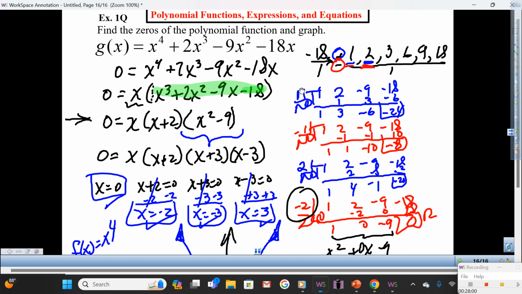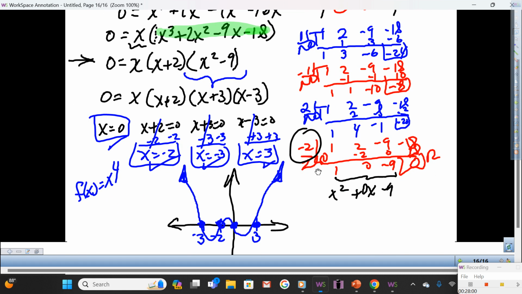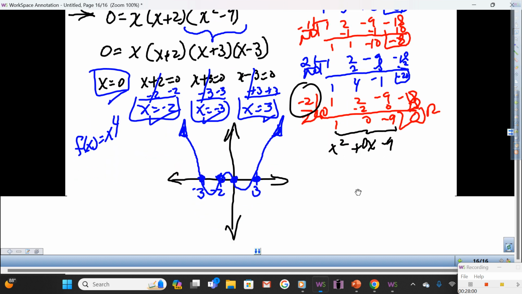We started with 1, then went to negative 1, 2, then to negative 2, found out that this is our 0. So the opposite of negative 2 is positive 2. That's why we write x plus 2. We bring down the GCF. We're left with x squared minus 9. We saw that this was a difference of squares, so we wrote (x plus 3)(x minus 3). We have all our factors, set them to 0, solve, graph, and we got it. Yes? All right. Let's move on.